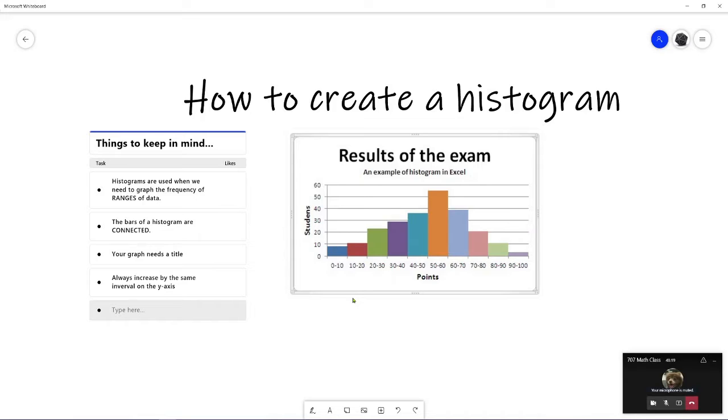If you're ever given that on a test or a quiz, or you're asked to create a graph with ranges of data, you're going to be drawing a histogram. Next, you can see that the bars of a histogram are connected, which is different from a bar graph where they're completely separate. And you're always expected to have a title and descriptions of what's being given on each axis. Your vertical axis always has to increase by the same amount. Every interval has to be the same in between. So here I'm going up by tens. Okay, so let's get into actually creating one.